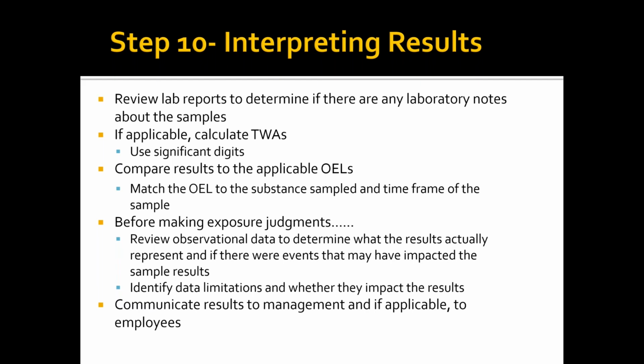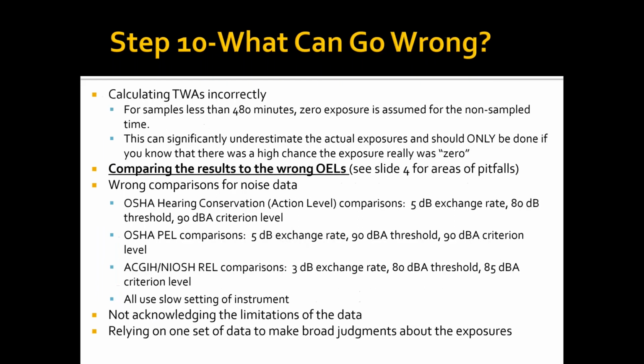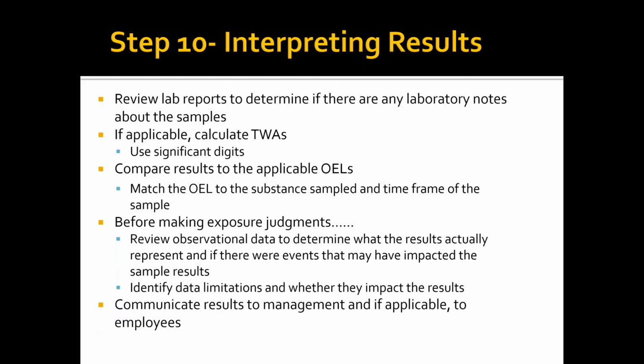If applicable, calculate time-weighted averages. I'm a big believer in using significant digits. These numbers that you get from active sampling as well as direct reading devices aren't significant beyond about the first or second digit out to the right. So don't have lots of those numbers. Rounding is acceptable to whatever the laboratory determines to be appropriate.